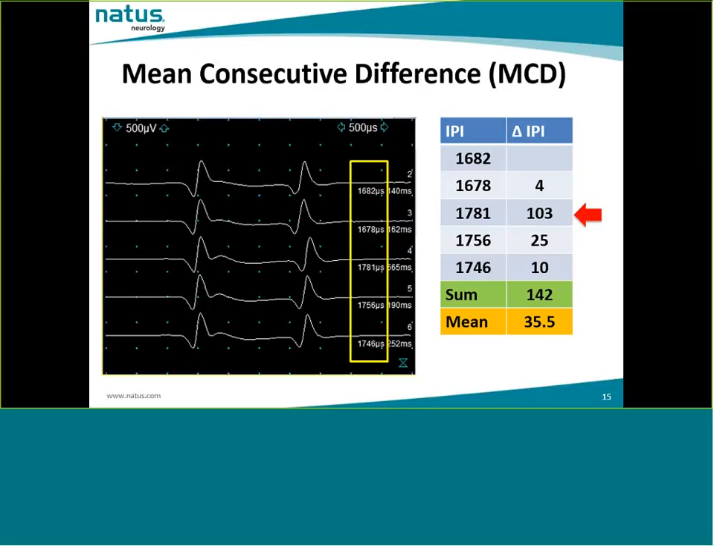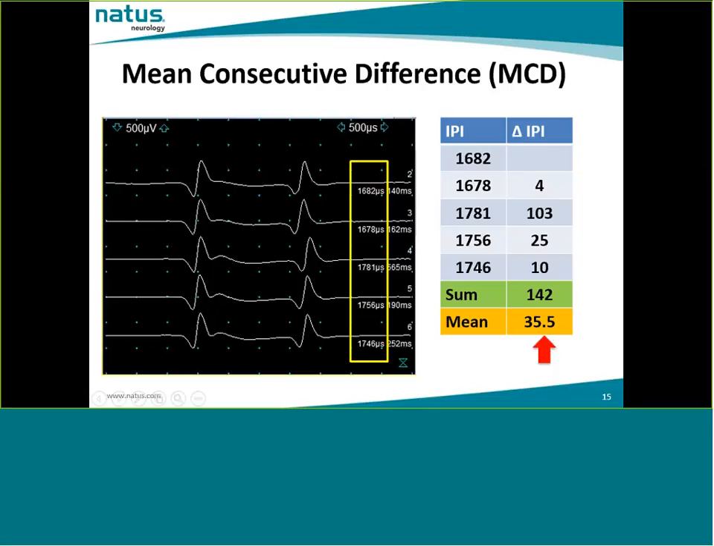So we repeat this process and calculate the difference in interpotential intervals. We add all of these, so the total in this case is 142. And then we divide this by the number of interpotential interval differences. We have 4 numbers over here, and by dividing we get the mean value. This is called the MCD.